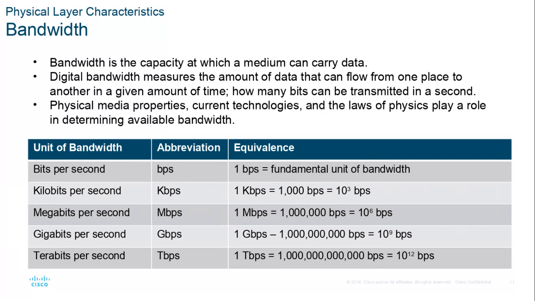So digital bandwidth is the amount of data that can flow from one place to another. How many bits can be transmitted in a second? Like 80 megabit per second is what I get from the telephone company. This is going to determine what type of media you're using.